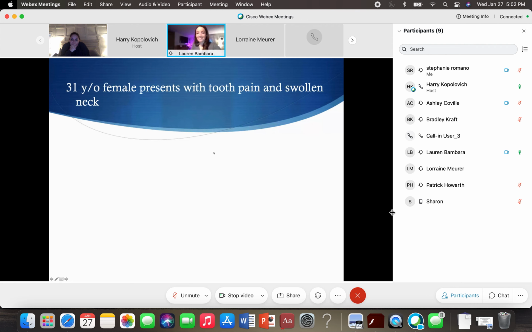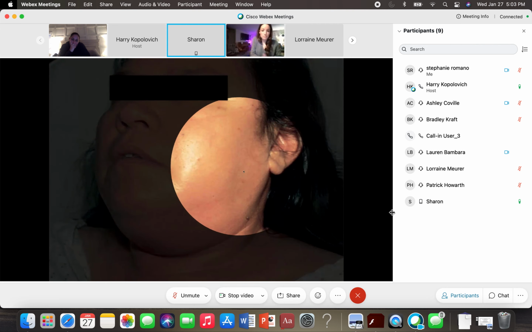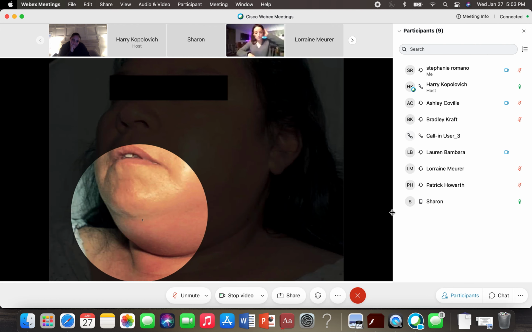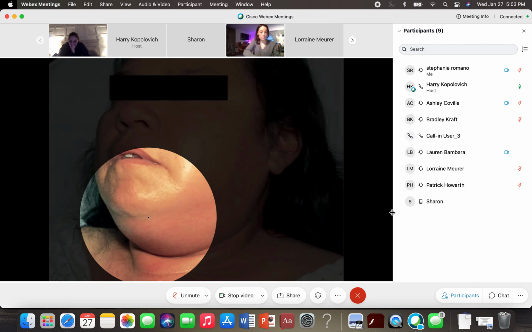All right. Okay. So case one. We have a 31-year-old female who presents with complaints of having tooth pain and a swollen neck. And this is what she looks like. Anyone want to venture a guess in terms of what's going on here? Ludwig's. Fantastic. Ludwig's angina. Perfect. And you can see the Ludwig's angina evidenced here by this brawny, really red, kind of deep skin changes.